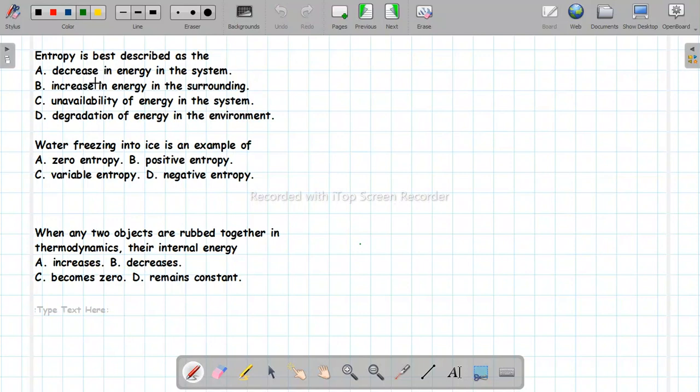Entropy is best described as, in the thermodynamic systems, there is the important concept of entropy. Entropy is the measure of molecular disorder of your system, right? Or it is the measure of degradation of energy in the environment. So you define entropy as the degradation of energy in the environment.